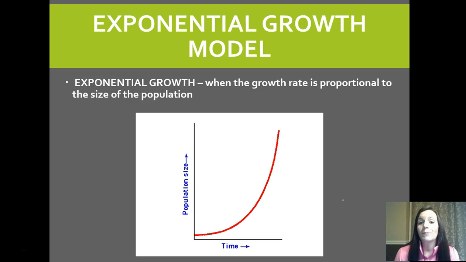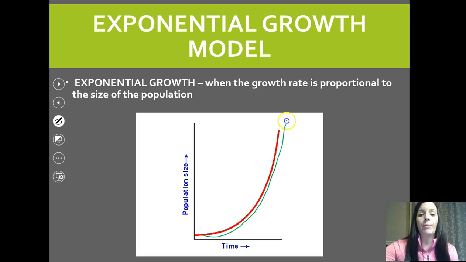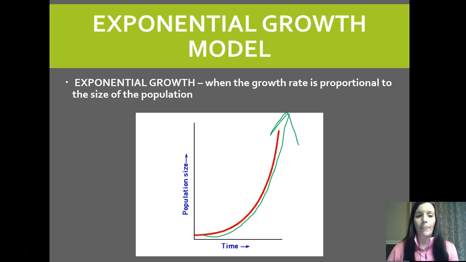There are also two types of growth models that we're going to look at. First of all, your exponential growth model. This is when the growth rate is proportional to the size of the population. It just keeps going up and up and up and up, like you see here.